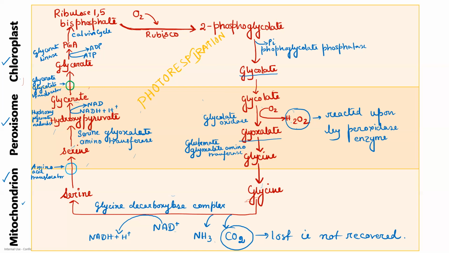Clear? So what is basically happening here? The glycolate pathway is recovering 75% of carbon of photorespiratory product, while 25% carbon is lost in the form of CO2. This has to be kept in mind.